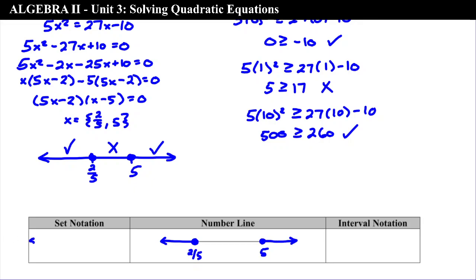So in set notation, we have x such that x is less than 2/5, or x is greater than 5. And actually, we have an equals to on both of those because we're including 2/5 and 5. And then in interval notation, we're going from negative infinity to 2/5, union with 5 to infinity. And that would be our answer for this one.